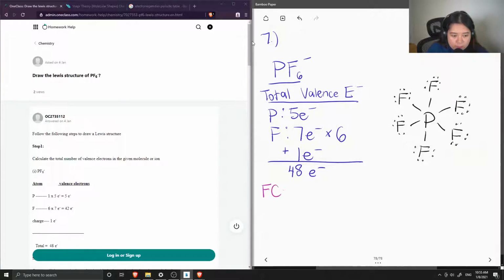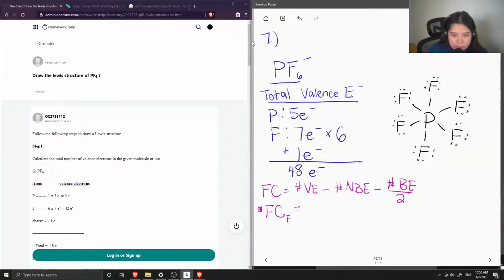So the equation for formal charge is the number of valence electrons minus the number of non-bonding electrons. So these are all the electrons in the lone pairs, minus the number of bonding electrons divided by 2. So in the case of the fluorine, let's calculate fluorine's formal charge.